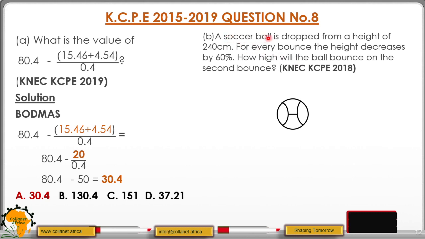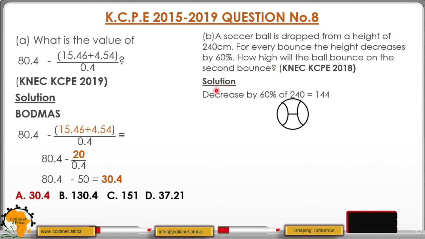A soccer ball is dropped from a height of 240 centimeters. Understand that. For every bounce, the height decreases by 60. Note the term decreases by. How high will the ball bounce on the second bounce? So we have the first bounce, then the second bounce. So we have a ball here.